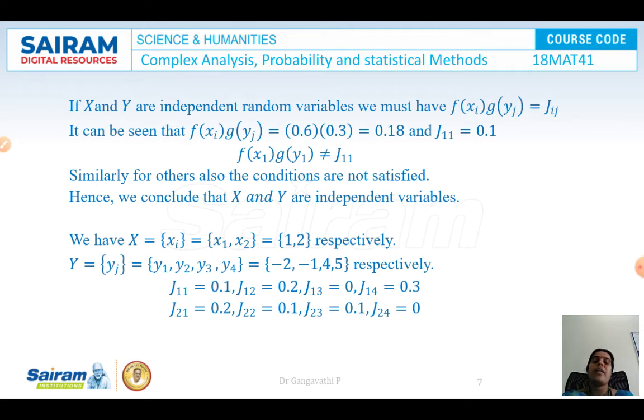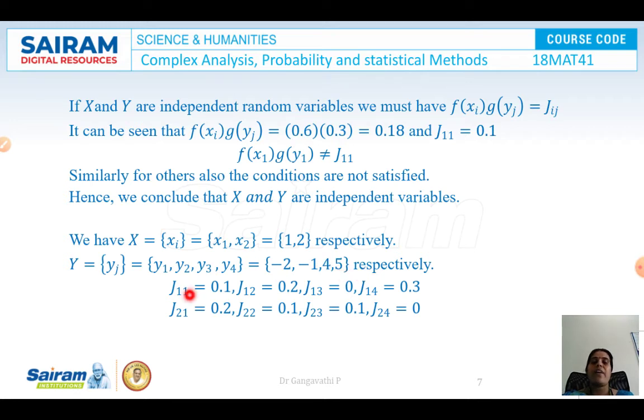Now let us move on to one more sub question which has been asked there. It asks us to find P of X plus Y greater than 0. Here capital X is a random variable which takes the values xi. We have two values, x1 and x2, which are 1 and 2. Similarly, Y is a random variable which takes the values yj. We have four values of y: y1, y2, y3 and y4, which are minus 2, minus 1, 4 and 5 respectively.